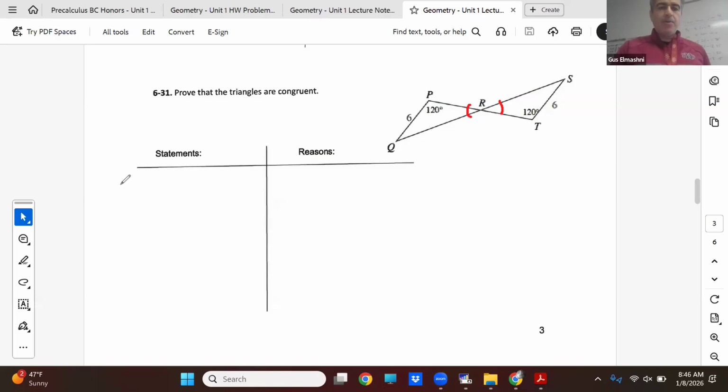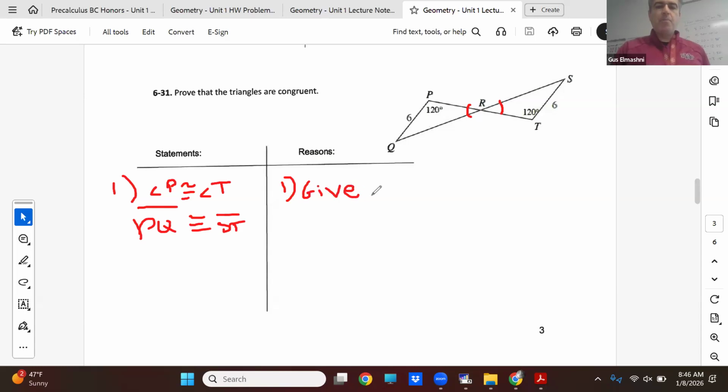So what I could do is I could say angle P is congruent to angle T. At the same time, I could also say PQ is congruent to segment ST. And both those are given to us. You can actually combine those in one step. You can write two separate steps too and call it given twice. I don't care.